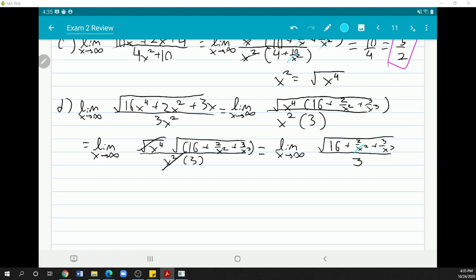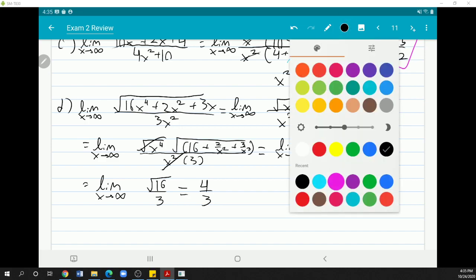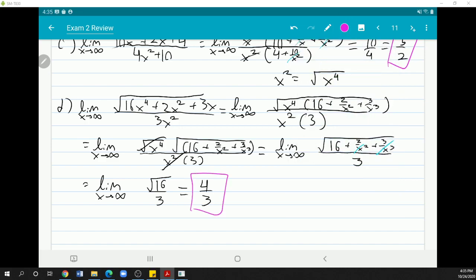And now anything with x under it goes to 0. And I'm left with the limit as x goes to infinity of the square root of 16 divided by 3, which is also known as 4/3. And that's my final answer.